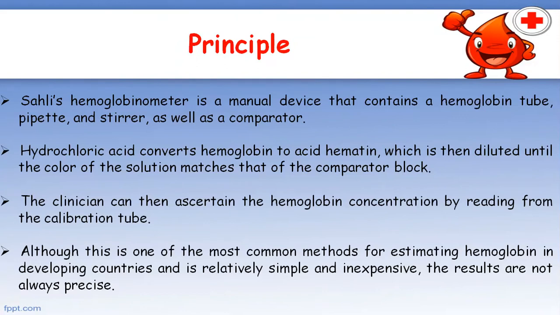It means the hydrochloric acid is responsible for the conversion of hemoglobin to acid hematin. Okay, and then it is diluted until the color of the solution matches that of the comparator. These are the principle.